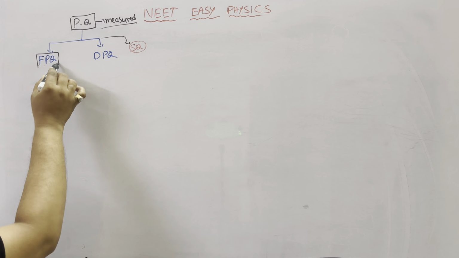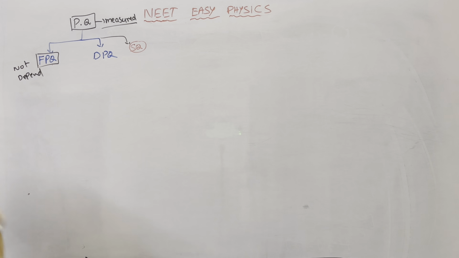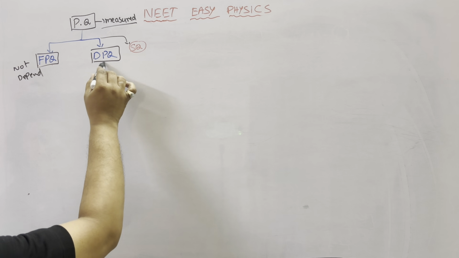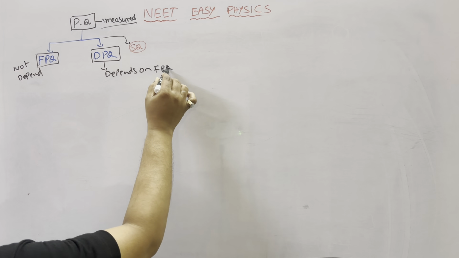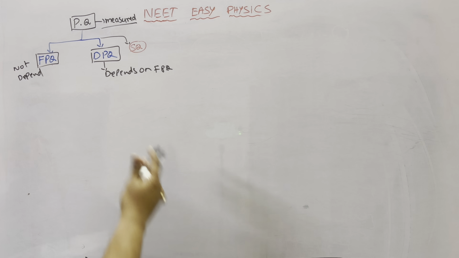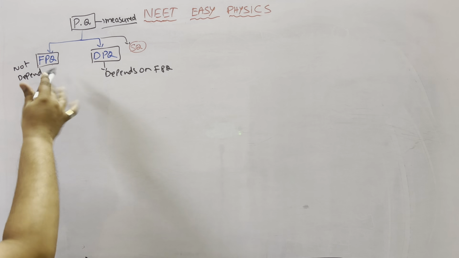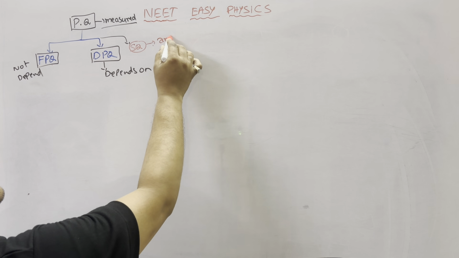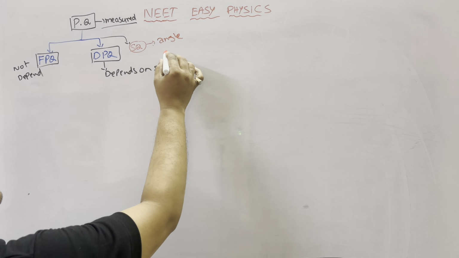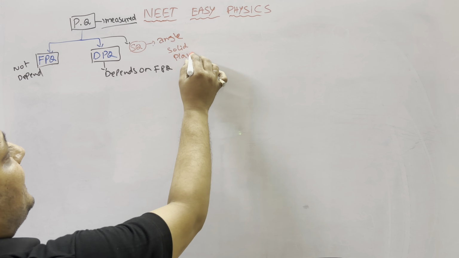Fundamental physical quantities are those which do not depend on any other physical quantity. Derived physical quantities are those which depend on fundamental physical quantities. Those which depend on fundamental physical quantities, we call them derived physical quantities. Then there are supplementary quantities. We have two supplementary quantities: one is plane angle, another one is solid angle.